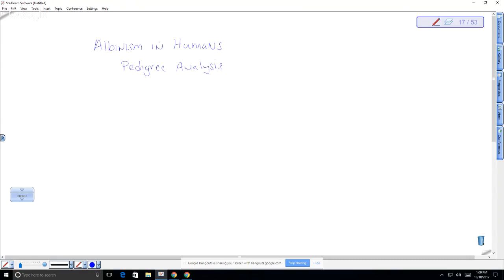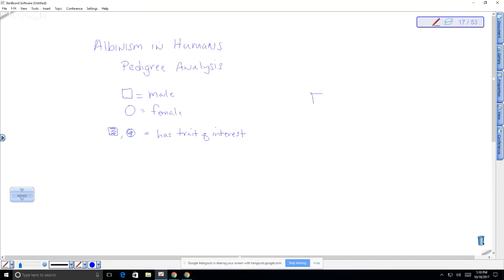Okay. So in a pedigree analysis, a square is a male. A circle is a female. If this is colored in, then this means that the person has the trait of interest. So I'll just put has trait of interest. And in this case, it's the lack of melanin in the skin. Okay.